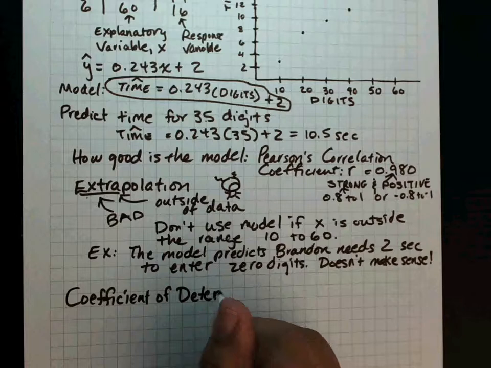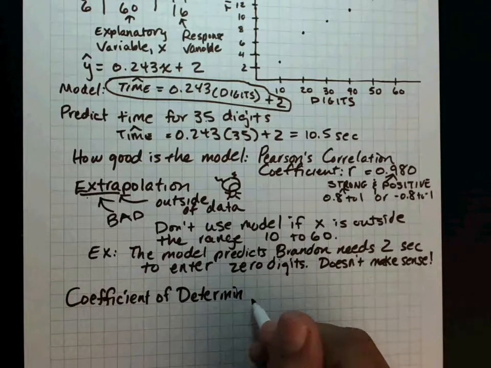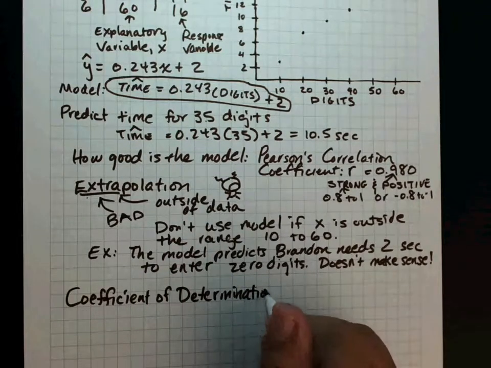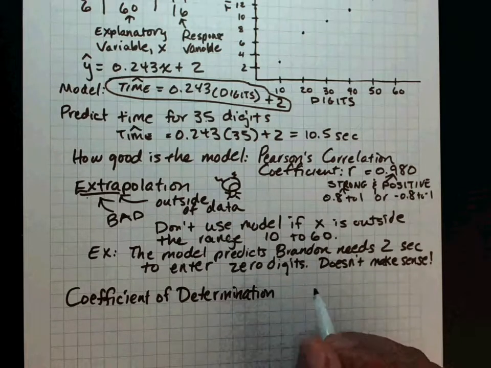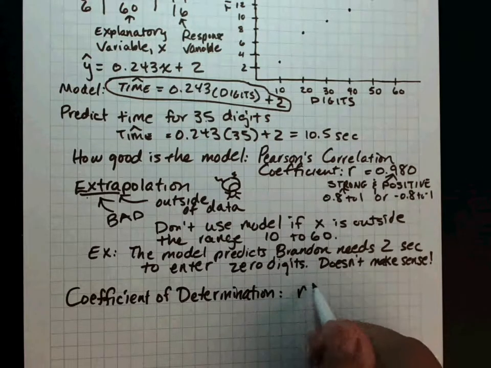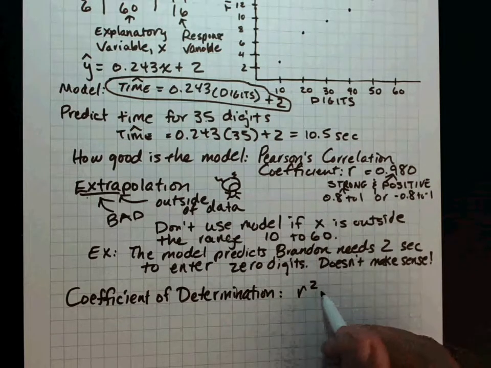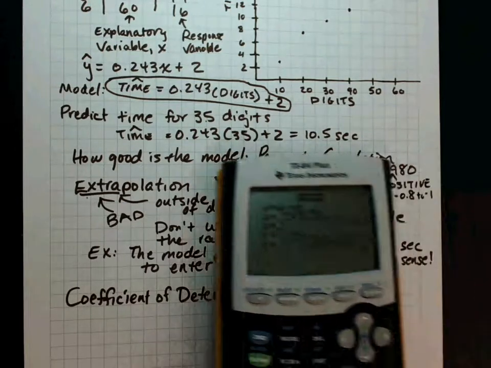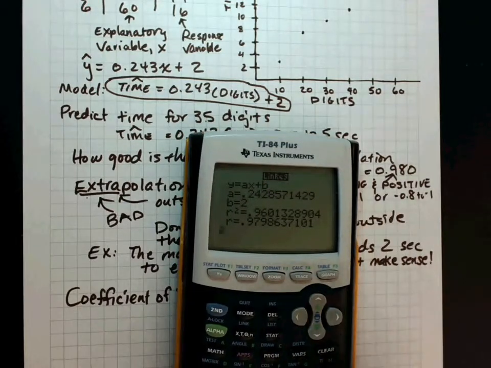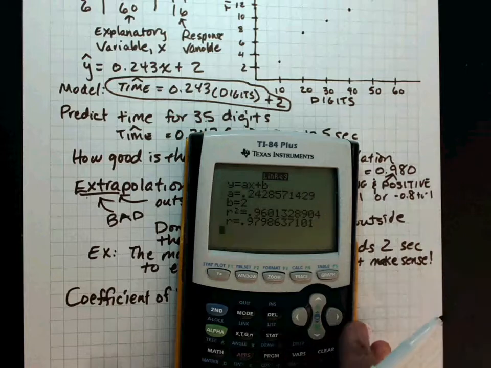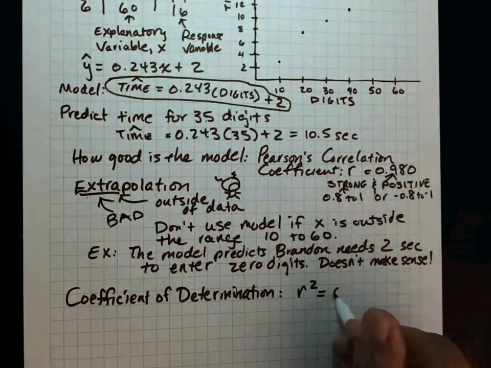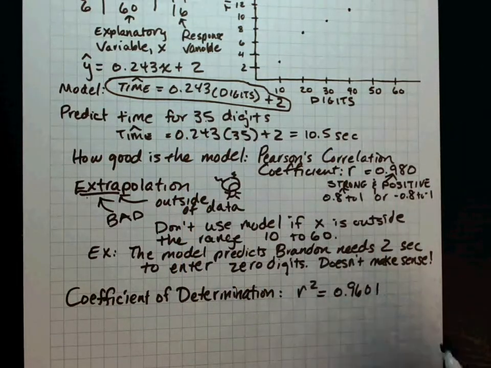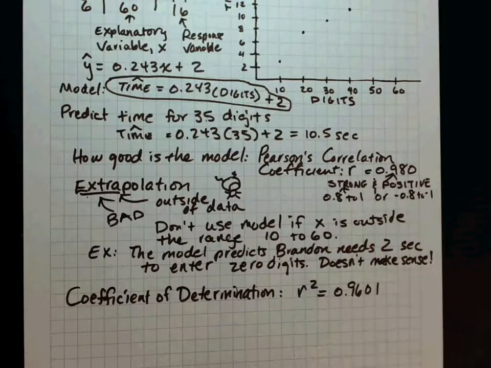It tells us the percent of variability that is attributable to the model. We call it R squared as well. And in this case, from my calculator, if I bring it back up and I look, R squared is 0.960. We can say 0.9601. All right. So what does that mean?